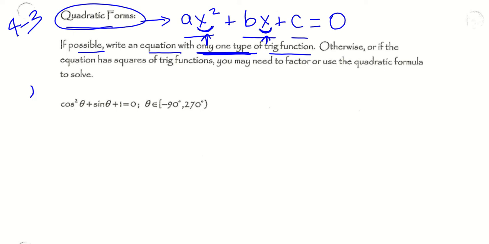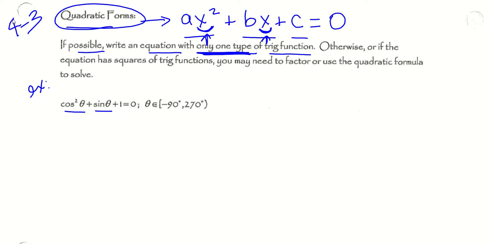Let's look at this example here. This has the cosine squared of theta, where the cosine is one type of trig function, plus the sine of theta, where the sine of theta is a different type of trig function, plus 1 equals 0. That has 2 different types of trig function, and this is going to be easier to solve. We like easier, right? This is going to be easier to solve if we can get only one type of trig function.